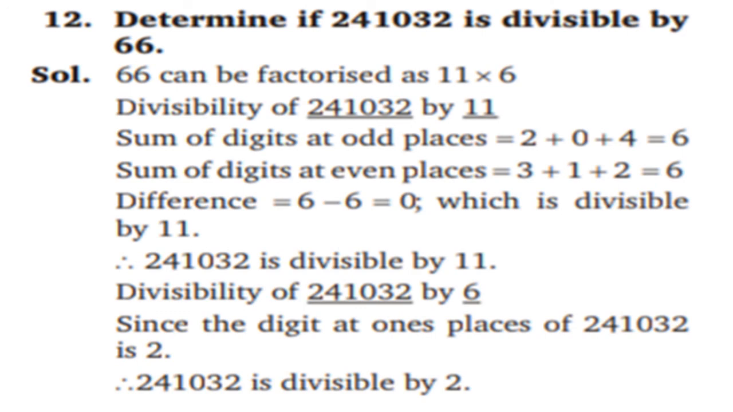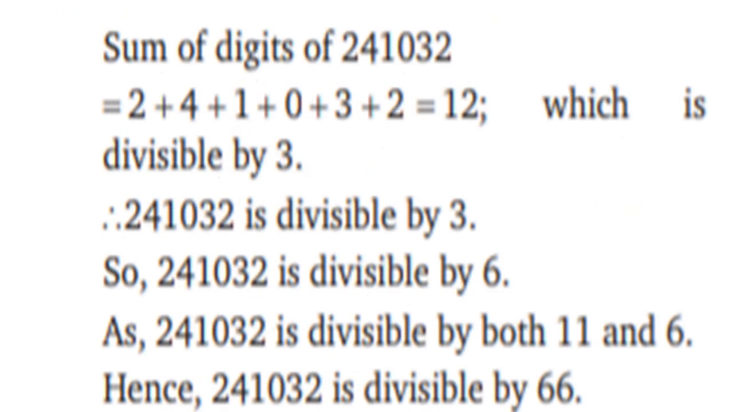Now divisibility of this number by 6. Now we will check for 6. Since the digit at one's place of this number is 2, this number is divisible by 2. Now we will check whether this number is divisible by 3. For that we find the sum of digits of this number: 2 plus 4 plus 1 plus 0 plus 3 plus 2 equal to 12, which is divisible by 3. Therefore this number is divisible by 3, so this number is divisible by 6. So we can say 2,41,032 is divisible by both 11 and 6. Therefore this number is divisible by 66.